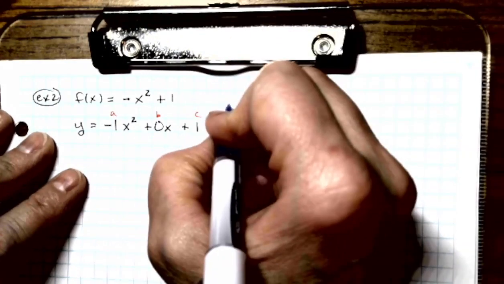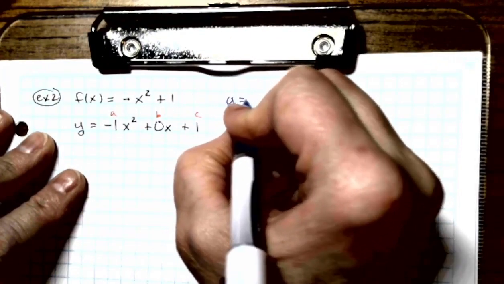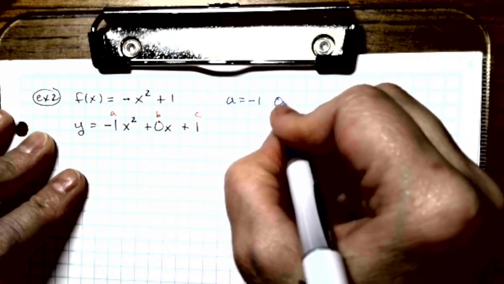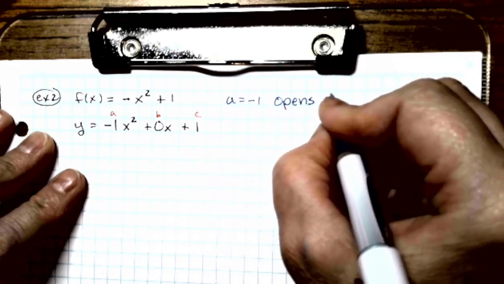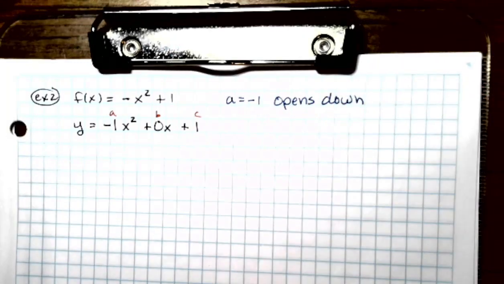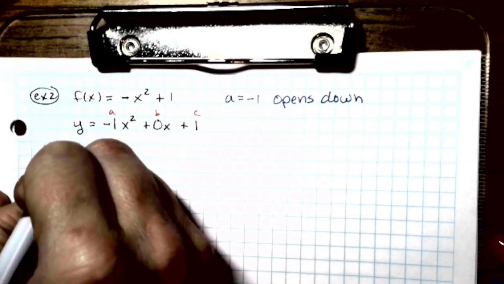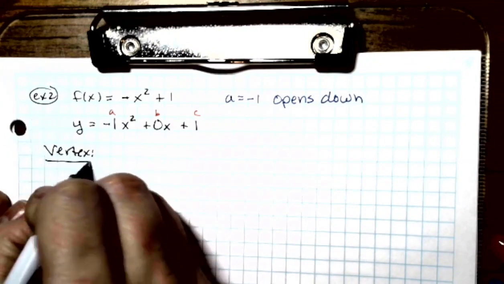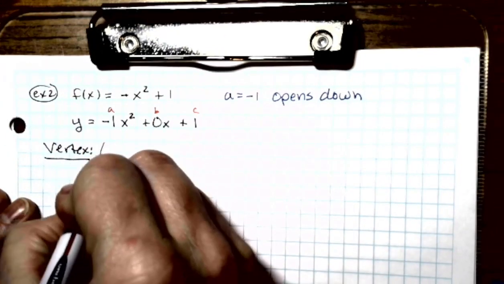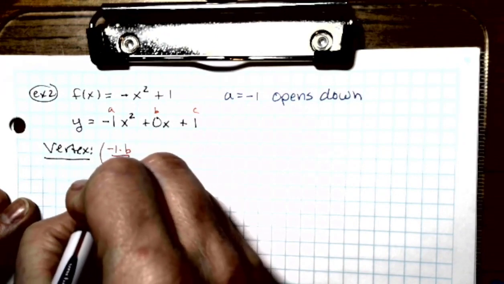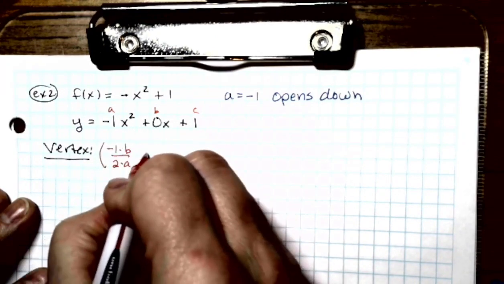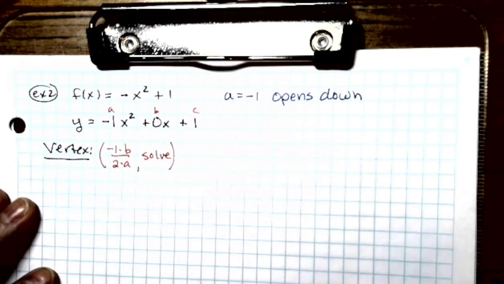Okay, our A value is a negative 1, which is negative, so that means that our parabola opens downward. So when it comes time to make the parabola, we need it to go downward. All right, we're going to do the vertex. Remember your vertex formula is negative 1 times b over 2 times a, and then you have to substitute in and solve for the y.